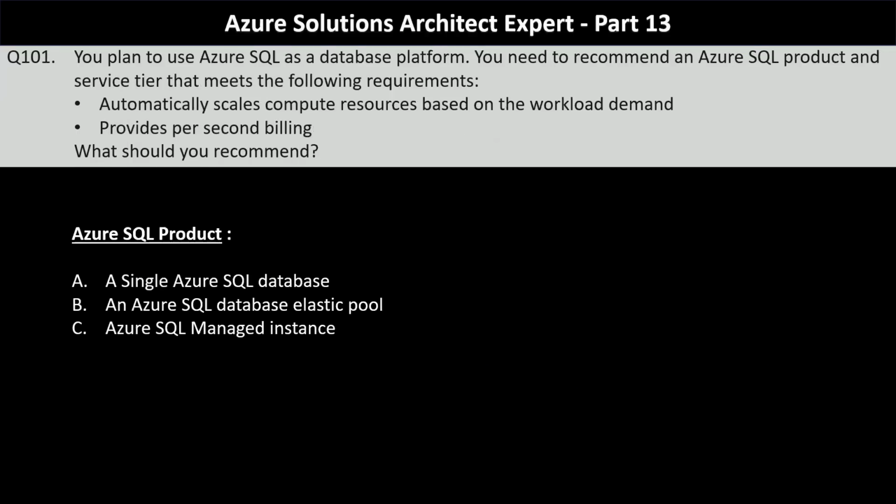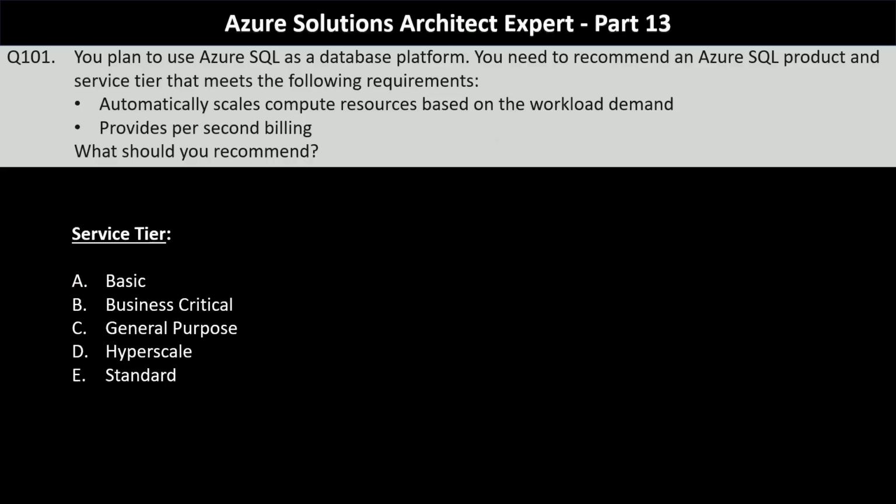Question number 101. You plan to use Azure SQL as a database platform. You need to recommend an Azure SQL product and service tier that meets the following requirements. Automatically scales compute resources based on the workload demand, provides per second billing. What should you recommend? And the first part of the question is talking about Azure SQL product. And your options are a single Azure SQL database, an Azure SQL database elastic pool, Azure SQL managed instance. Now, folks, the correct choice here would be a single Azure SQL database, as it supports the serverless compute tier, which can automatically scale compute resources based on the workload demand.